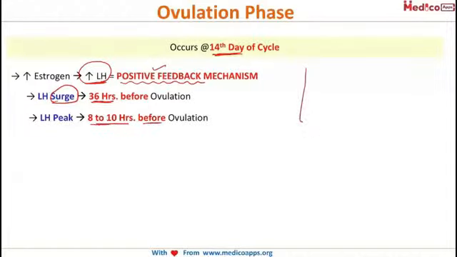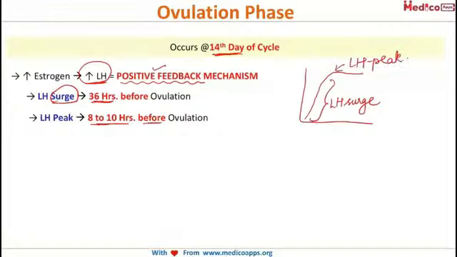See, if this is the graph representing LH level, just when there is an increase in estrogen by positive feedback, see my LH level is increasing, it is peaking over here. This phenomenon we are terming as the LH surge. And the top of this graph we are calling the LH peak. Is the difference clear? So the LH surge occurs 36 hours prior to ovulation, whereas the LH peak occurs 8 to 10 hours prior to ovulation. This concept is clear now.